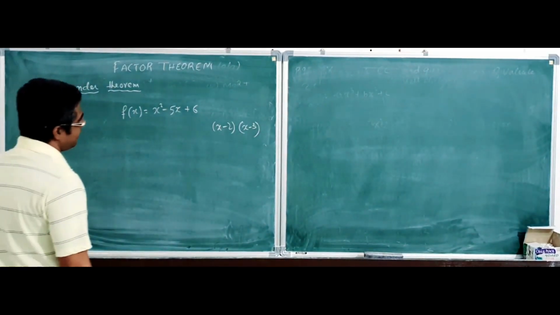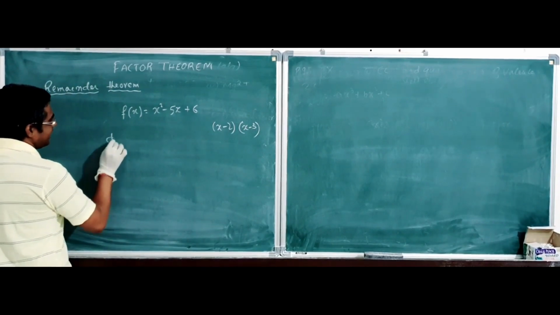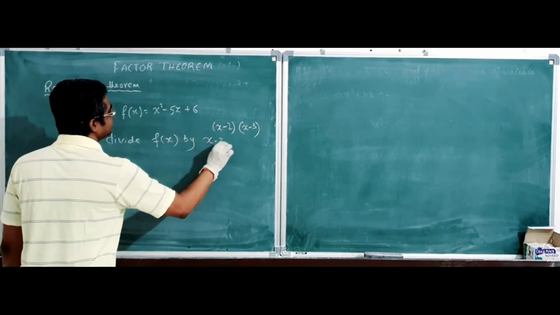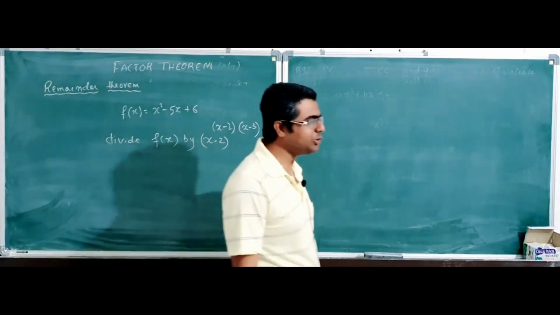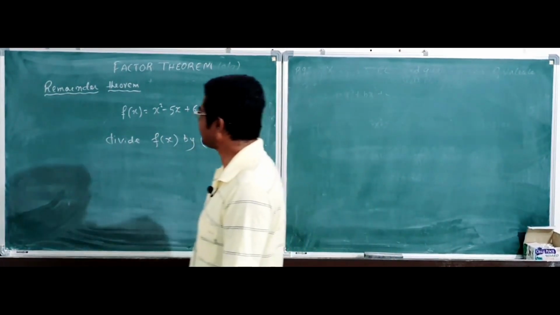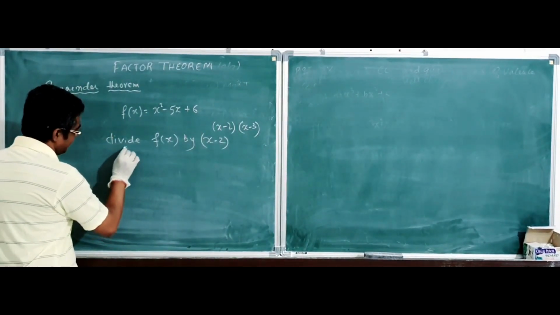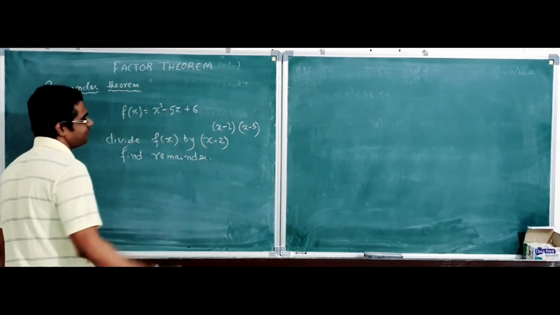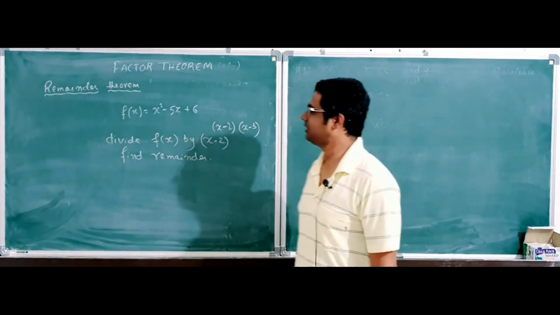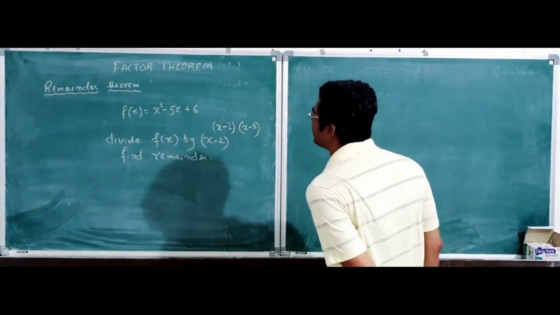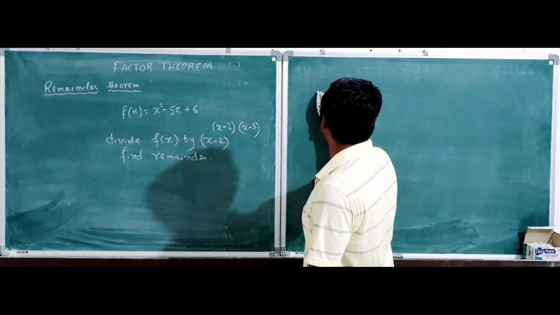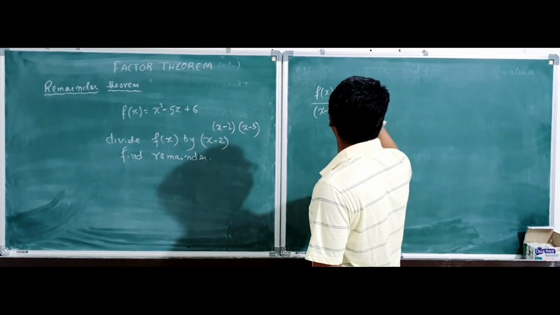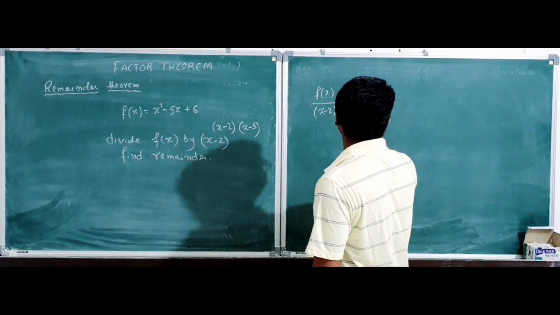Now if somebody asks me to divide f(x) by x minus 2 and then asks me to find out the remainder, first of all, suppose I don't know this factor, then what I will do is divide f(x) by x minus 2. So basically x square minus 5x plus 6 divided by x minus 2.